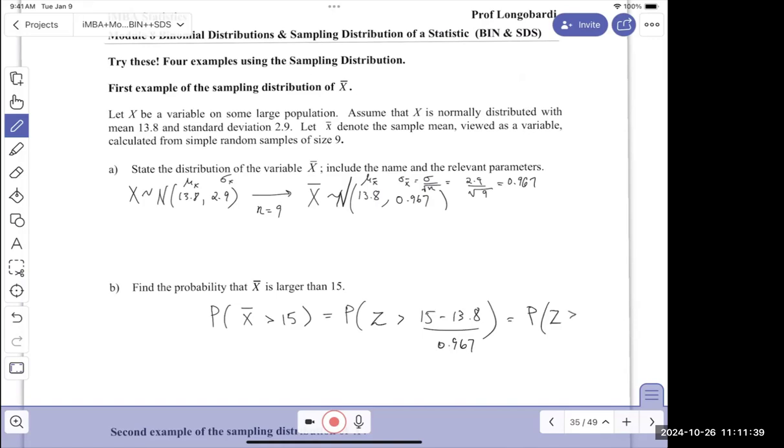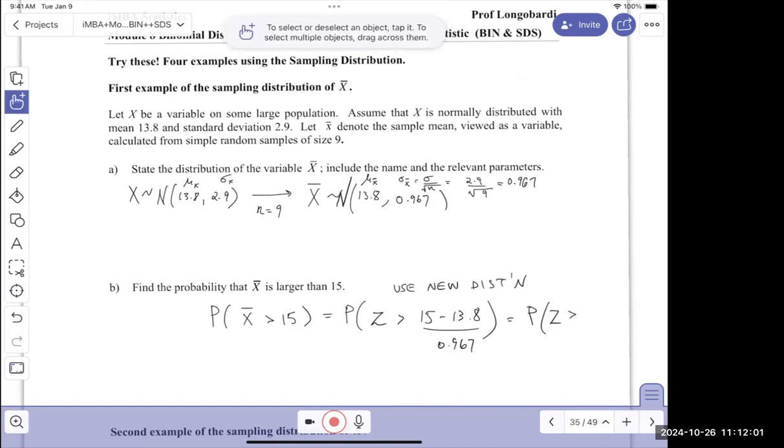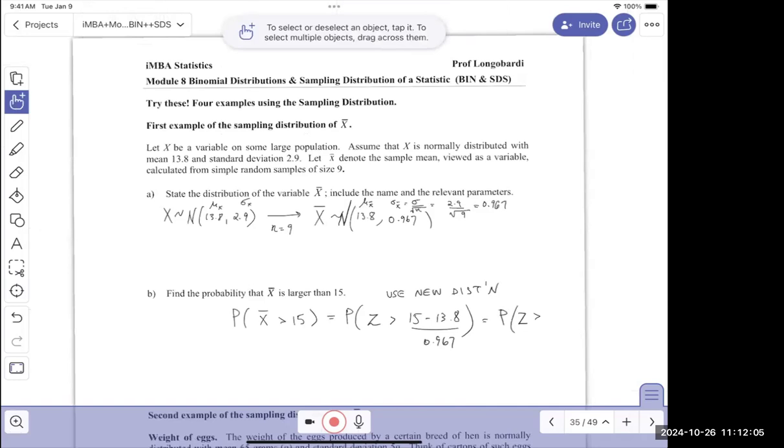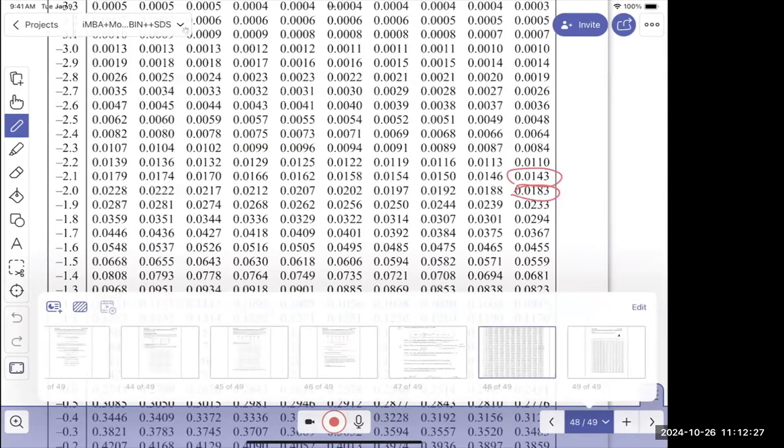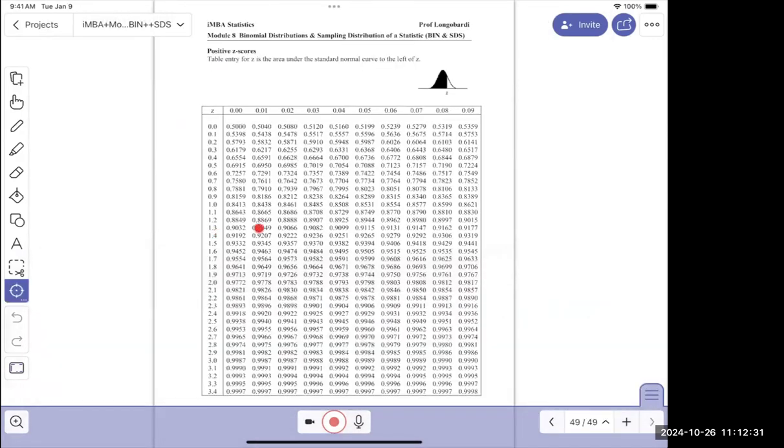And what do you get? So the point is, you're going to use the new distribution for the sample. And then finish the problem, right? So you're going to get 1.24, and you're going to find this by first getting the left side off the table. Four is here, 0.98, 8925.